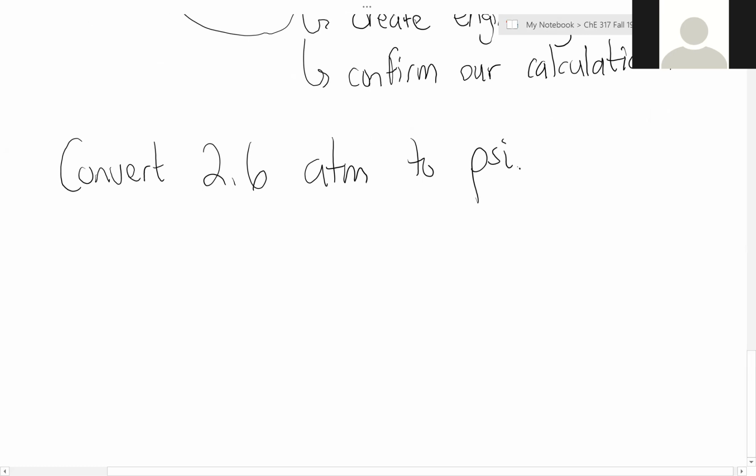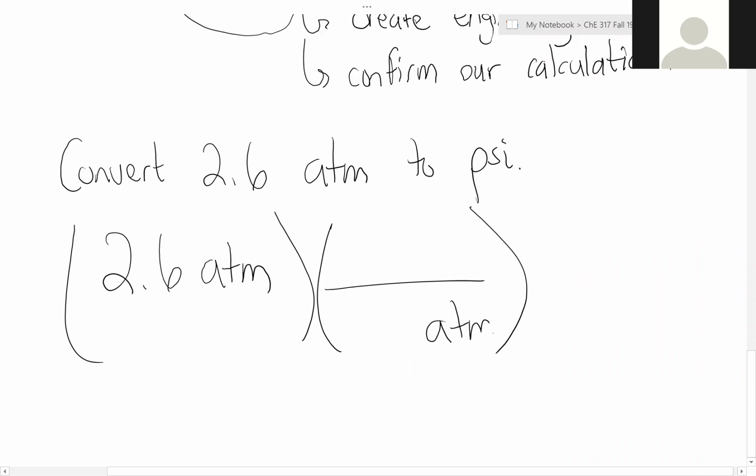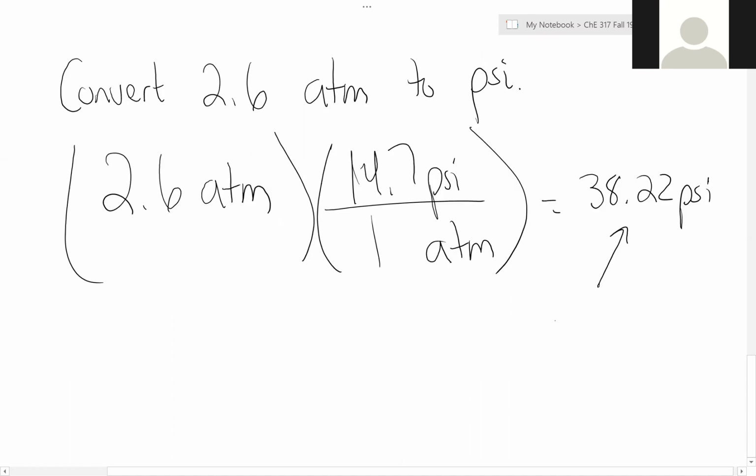So let's say I want to convert 2.6 atmospheres to PSI. There's a couple ways you can do this. I can just say, well, how many PSI are in an atmosphere? So if I say there's 14.7 PSI in an atmosphere, and by knowing that conversion between these two values, I can do the calculation, and it's fairly straightforward. And all I get is 38.22 PSI.